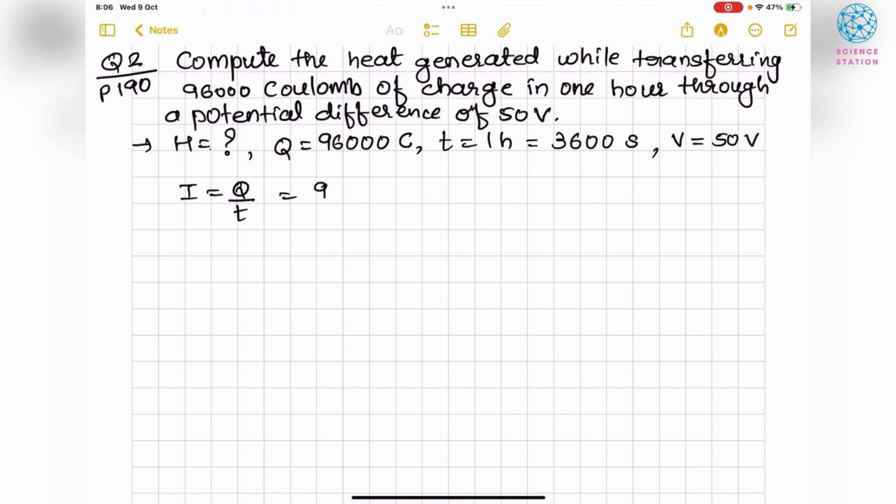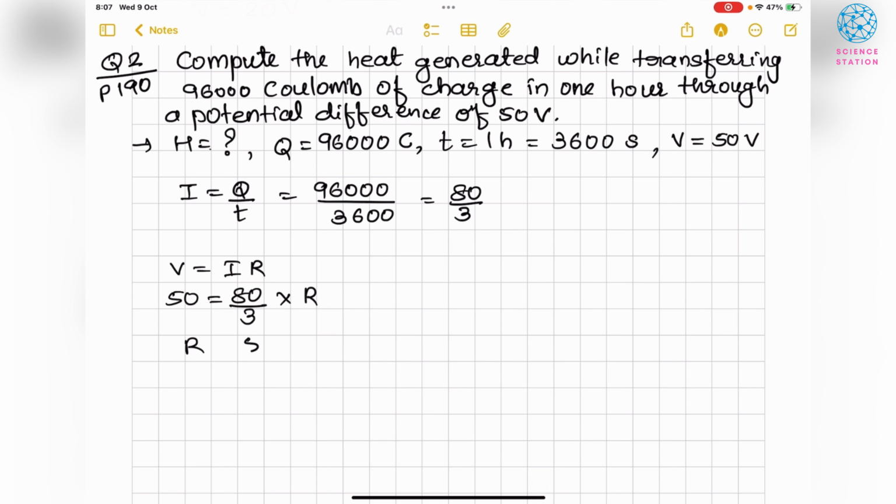So using that, first I am finding I. 96,000 upon 3600, so that will be 80 by 3. Now I am not solving it or bringing it into decimal, because I need the same value ahead. Now V equal to IR. So V is given as 50, I is 80 upon 3 we got, and R I don't know. So R will be 50 into 3 upon 80. If I cut the 0, I will have 15 upon 8.